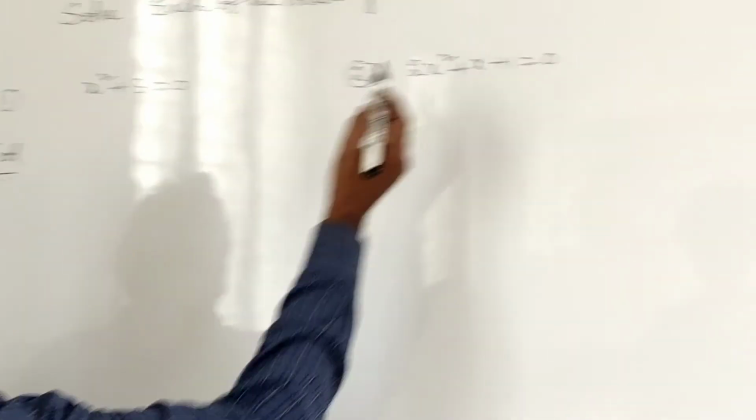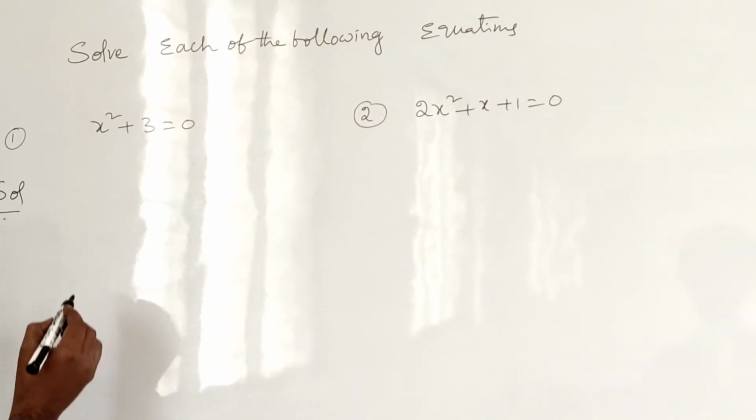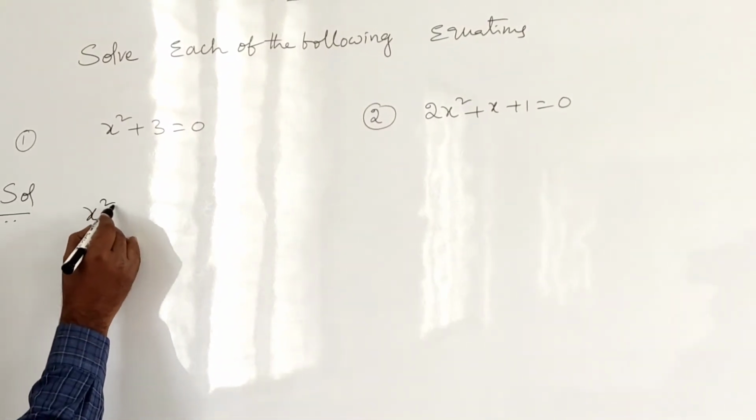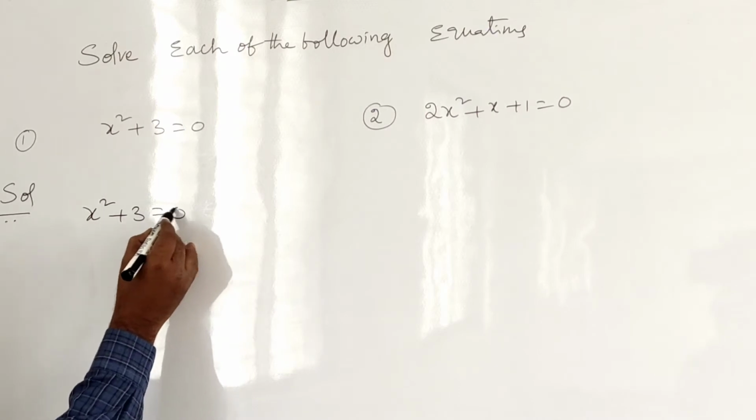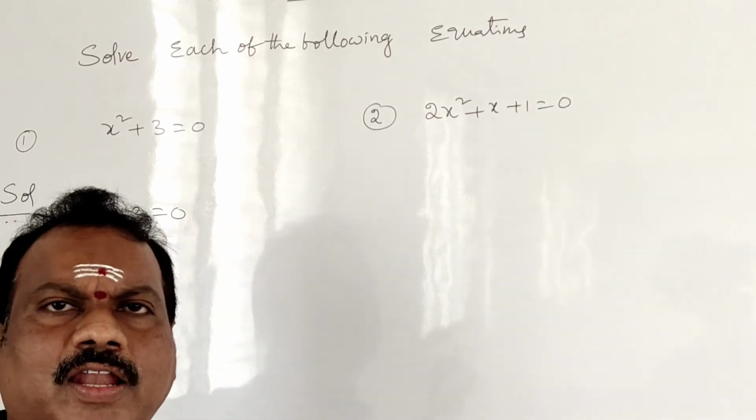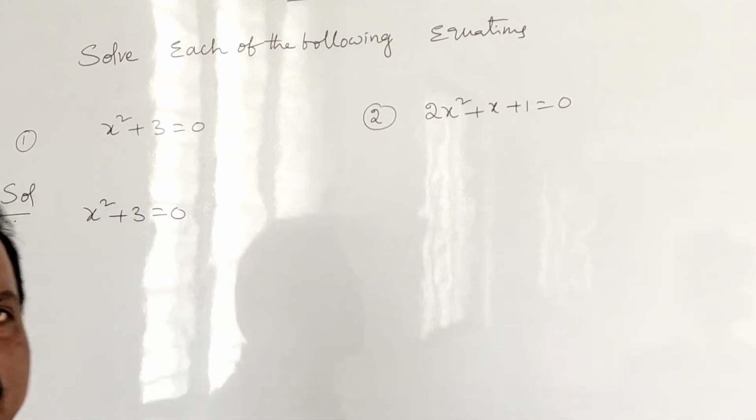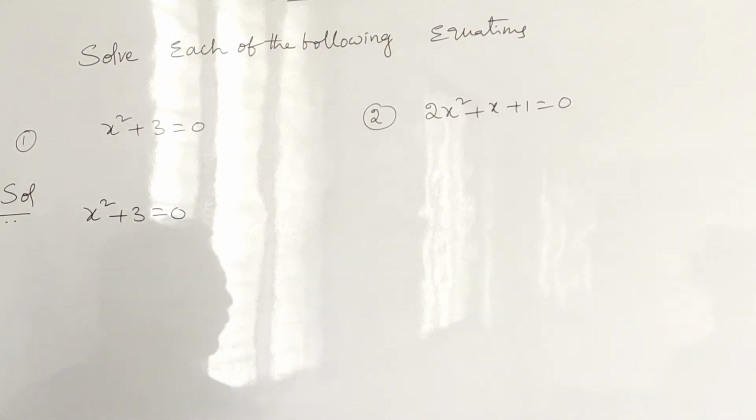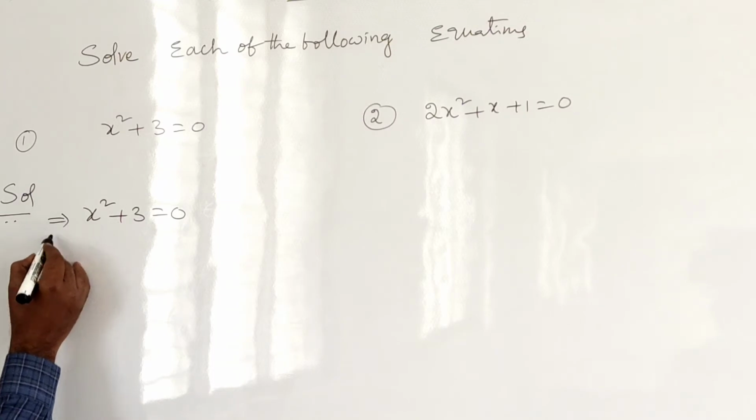Solve each of the following equations. First question: x squared plus 3 is equal to 0. What is meant by solution or solve? To calculate the variable value. What is the variable here? The x value. So how to calculate x, students?